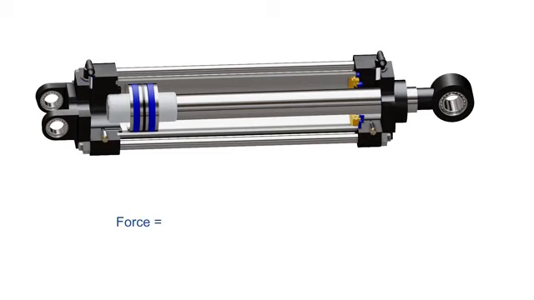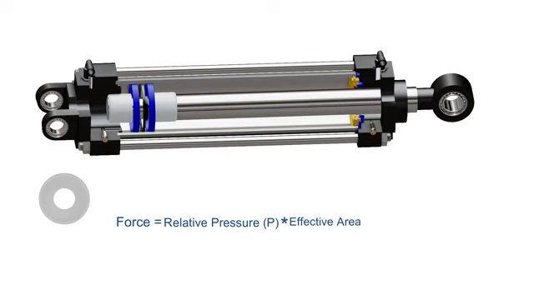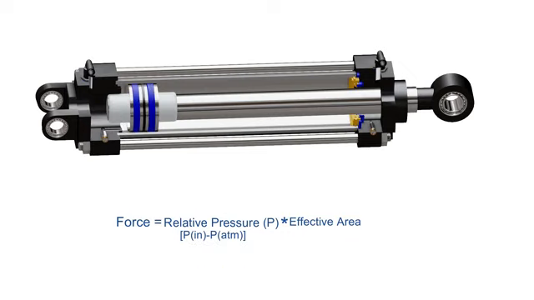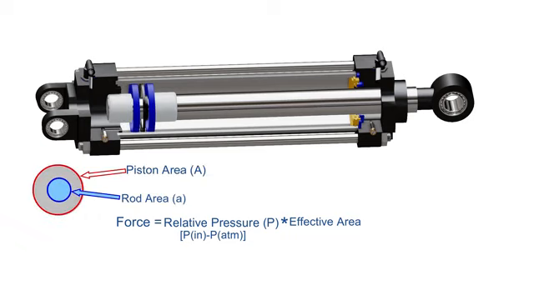The theoretical force of the actuator is the relative pressure on the piston multiplied by the effective area of the piston on which pressure is exerted. Here the relative pressure is the pressure of supplied air minus the atmospheric pressure. During the extension stroke, compressed air can exert pressure on the total cross-sectional area of the piston. This gives us the expression of theoretical force as relative pressure multiplied by total area of piston. During retraction, the effective area of the piston is reduced because the air cannot exert pressure on the area of the rod. This gives us the expression of theoretical force as relative pressure multiplied by partial area of piston.